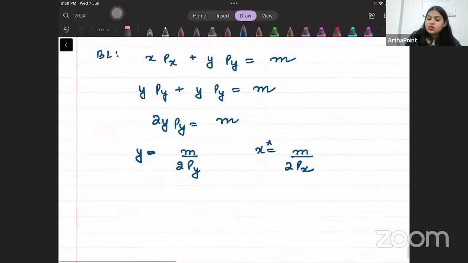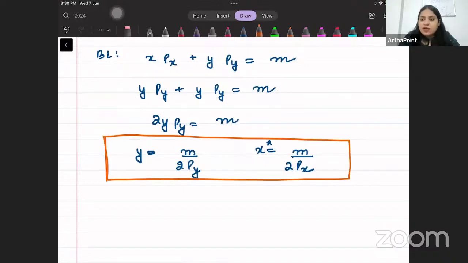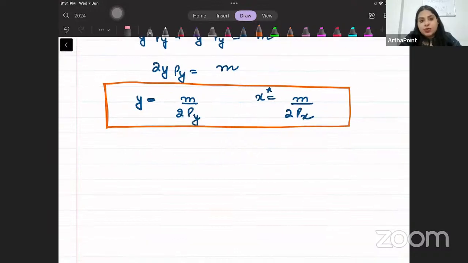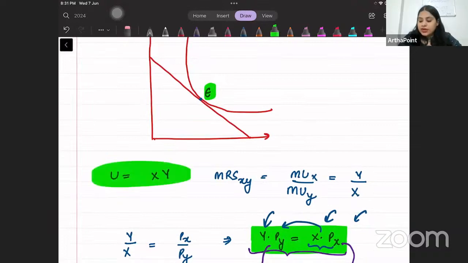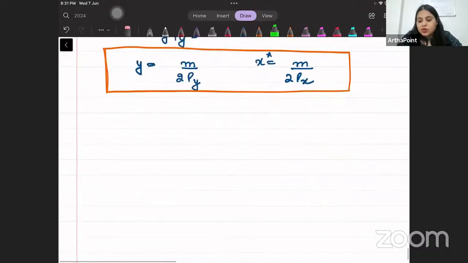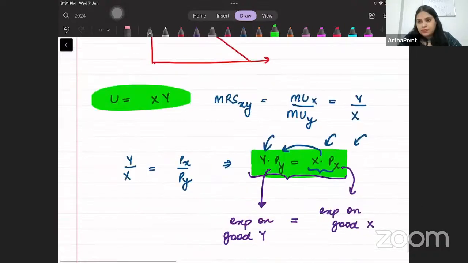This is important throughout till the end of your entrance exams. Not every time I will be deriving this utility function. You have to remember by enough practice that whenever you see a utility function of this format, xy, you will get y is equal to m by 2py and x as m by 2px. Yes, only in Cobb-Douglas, only for this utility function that I have done. Right? This is the first method, to find equilibrium by equating MRS to PX by PY.